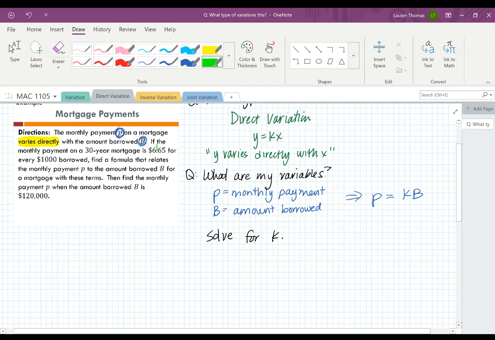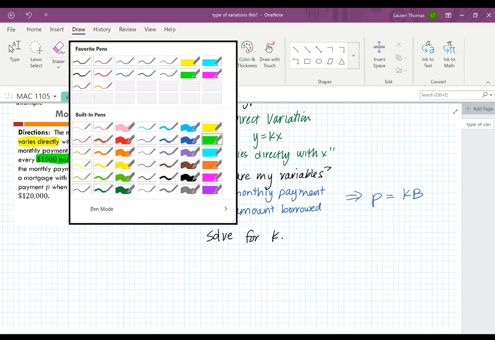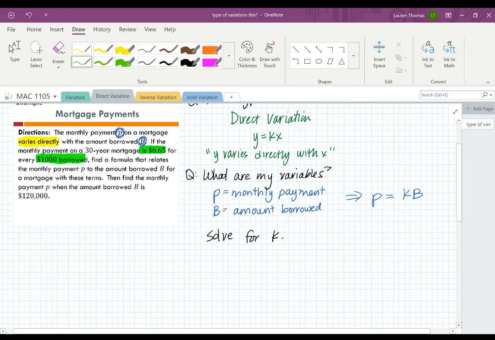So in the second sentence of our problem, it says if the monthly payment on a 30-year mortgage is $6.65 for every $1,000 borrowed. So there's our relationship right there. If our monthly payment is $6.65, then we borrowed $1,000. So they gave us a P, which is a monthly payment, and they gave us a B, which is the amount borrowed. So the relationship is this is our P, and 1,000 is our B.